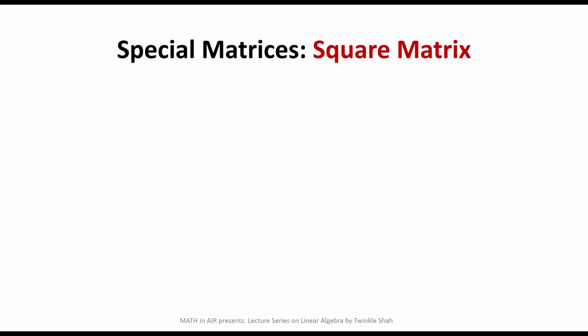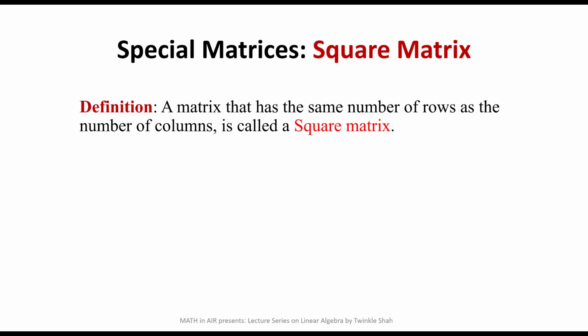Today we are going to learn about special matrices. Let's give a definition of a square matrix. A matrix that has the same number of rows as the number of columns is called a square matrix.